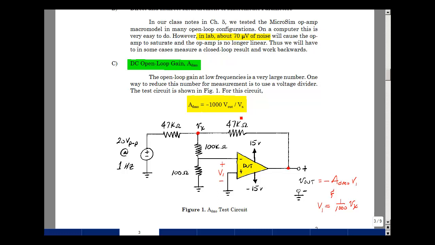Now when you measure this in lab, you may find something quite surprising. In our data sheet, it says that ADM0 is around 200,000. Well, that was for the 741 op-amp in 1968. They improved on the design in the 1970s, but still called it the 741 op-amp. So you may find that this number is a lot bigger than what it was in the 1960s. I want you to see that as you take the measurements.